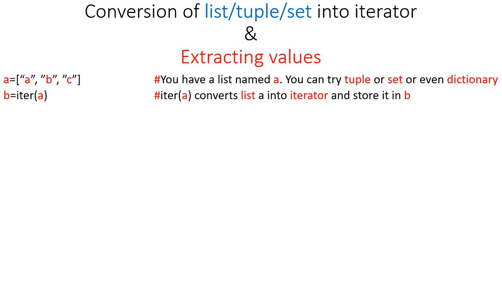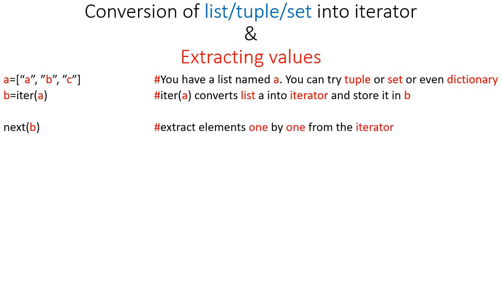How will you convert this A into an iterator? Just apply the iter command. This A will be converted into an iterator, and then save it into a variable called B. This B is now an iterator. So this A is an iterable and this B is an iterator.